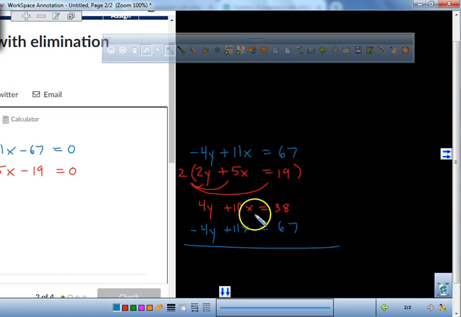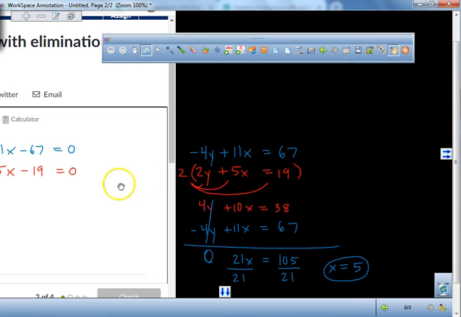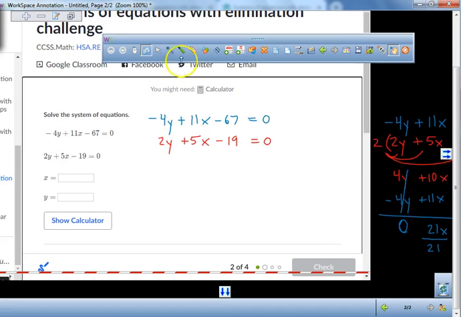So I took the top equation, just put it right underneath. Now look what happens. What happens when we add these y's together? You see what happens? They eliminate. What's 10 plus 11? 21. What's 38 plus 67? You're right, 105. And when we divide both sides by 21, look what x is equal to. X equals 5. So the very first thing we're going to do is I know exactly what my x value is. My x value is going to be a 5.